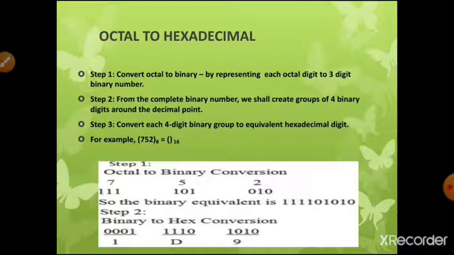In step 2, we need to convert this binary to hexadecimal. So how to convert binary to hexadecimal? Split the number into groups of 4. So we will get the hexadecimal number.